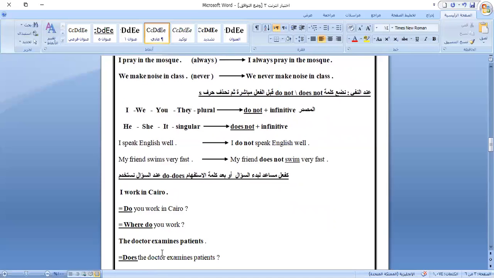The second kind is the WH question, in which we use question words that start with WH. For example: where for place, who for people, why for reason, what for things, when for time, how for manner. For example: where do you work? With a yes/no question the answer is yes or no, but with a WH question you have to give a full answer. Where do you work? I work at school. I am a teacher.